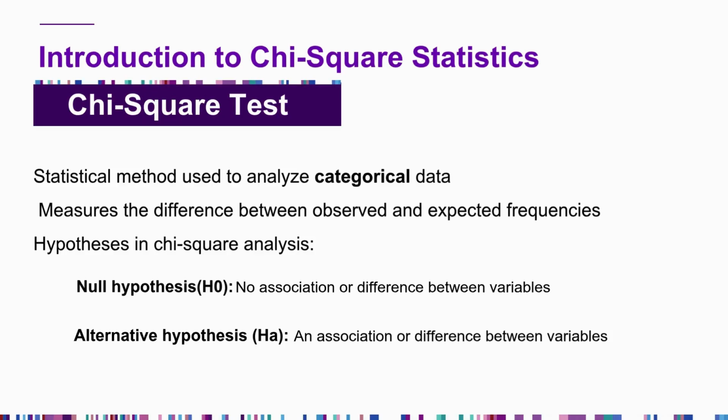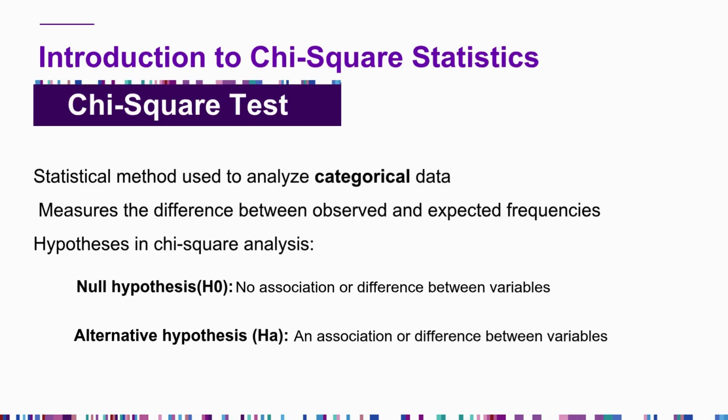How do we do this? Well, one way is to perform a chi-square test. This is a statistical method that is used to analyze categorical data. Categorical data is data that can be divided up into groups instead of numbers. For example, yes or no, red, blue, green, male or female. These are all types of categorical data.